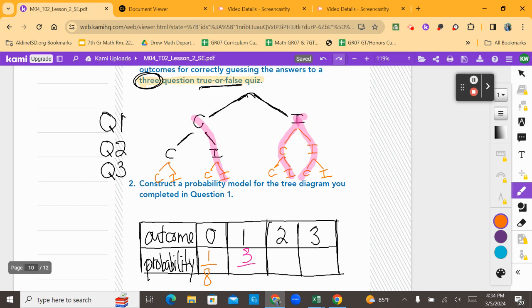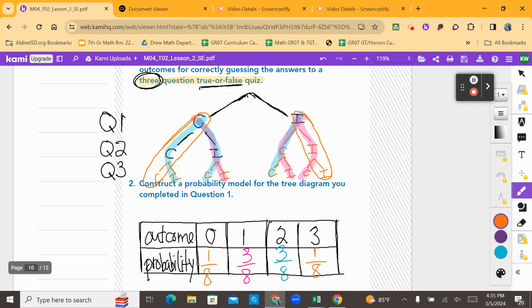So that probability is 3 out of 8. Then 2 correct answers in blue looks like correct, correct, incorrect; incorrect, correct, correct; and correct, incorrect, correct. All show 2 correct answers. So that probability is 3 out of 8. And then for my 3 correct answers, that is correct, correct, correct. So I circled that outcome, and that was only 1. So that probability we know is 1 out of 8. All right. And then there's our all 3 incorrect outcome. So this is what your work should have or could have looked like.